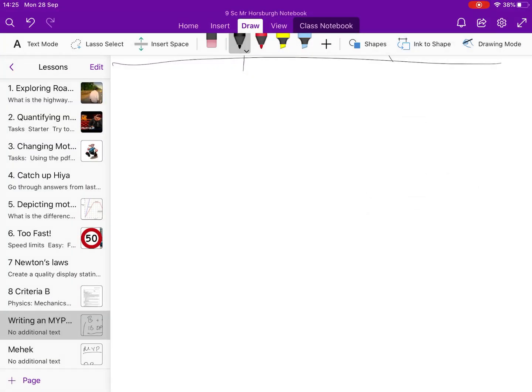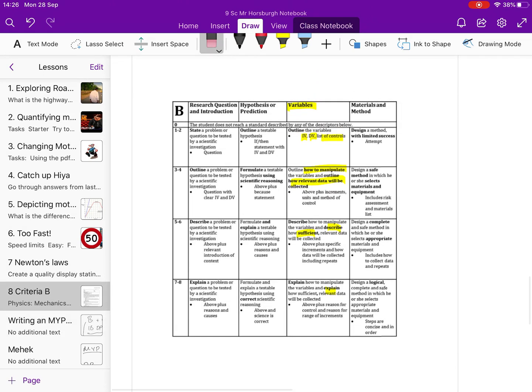So this video is talking you through how to do a Criterion B part 4, which is the method. So let's go back to the grid. Method and materials, you can see that it builds up again. Limited method, then you have to do a safe method that selects materials and equipment. Realistically, that should be your basic minimum, and we need to have a risk assessment to meet that safe criteria. And then the further up you are, just basically is like a better method.